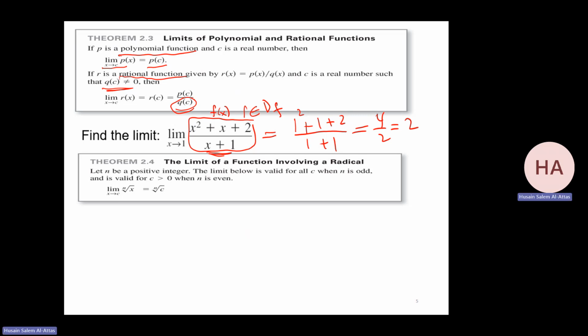Okay. If you have a function involving a radical expression, what will you do? If n is odd, you know that if you have a radical where n is odd, then the domain is all real numbers, so you have nothing to worry about. You just substitute. If n is even, you need c to be positive to substitute. I need this c to be positive. Okay.